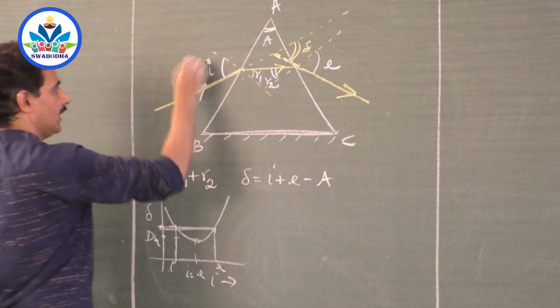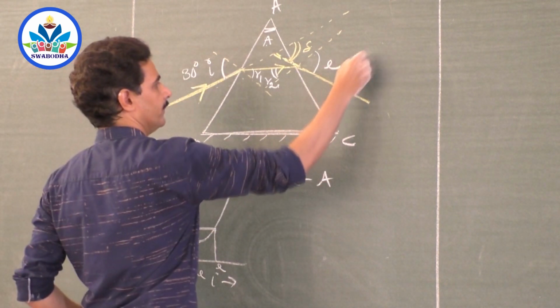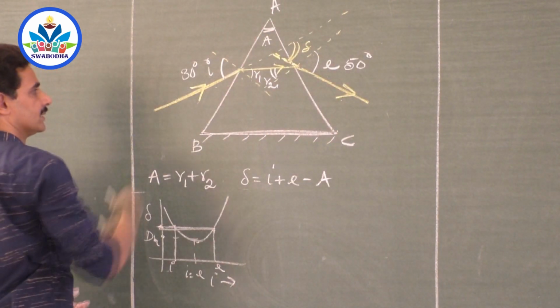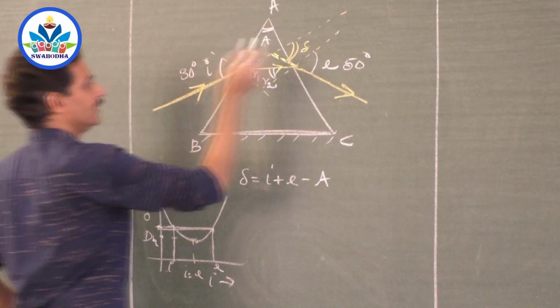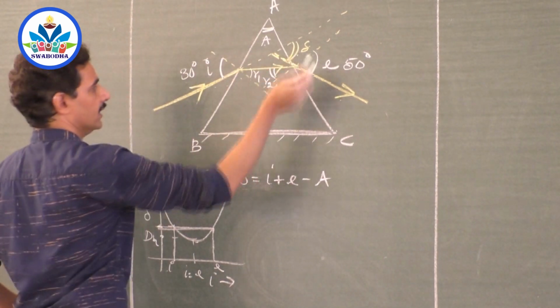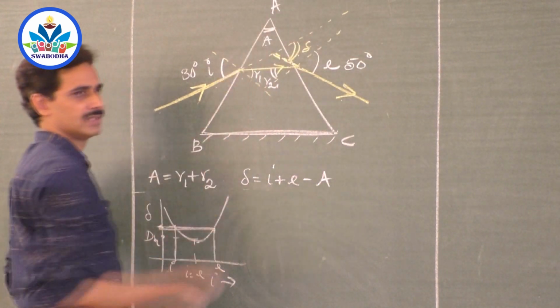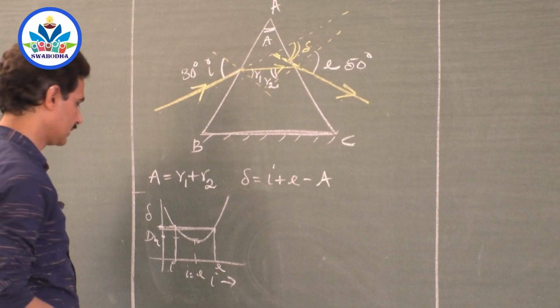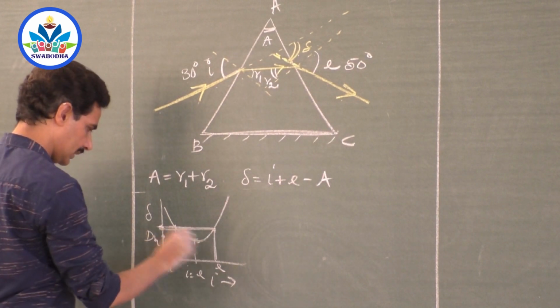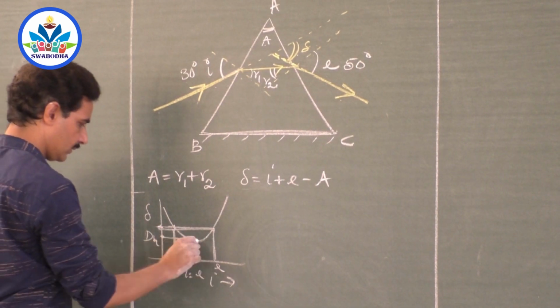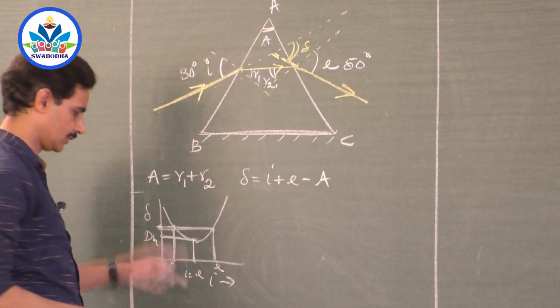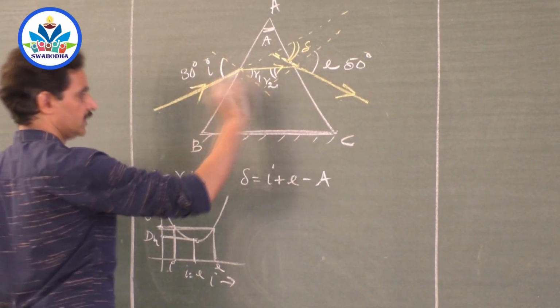Suppose this is 30, I will recap the same numericals. If this is 30, then the deviation is say 15 degrees. If this is 50, then again the deviation is 15. So there is no difference. So there are two angles of incidence, and for this minimum angle of deviation, there is only one angle, because both of them become equal.